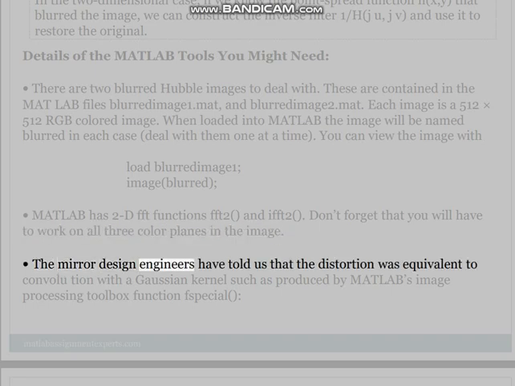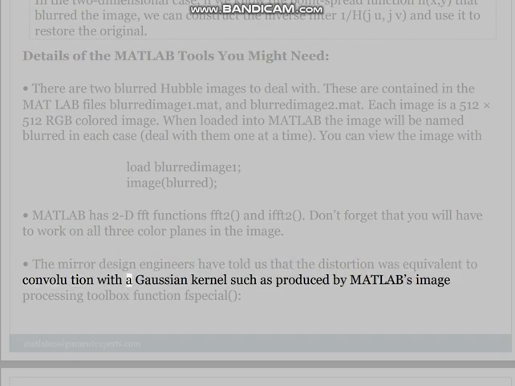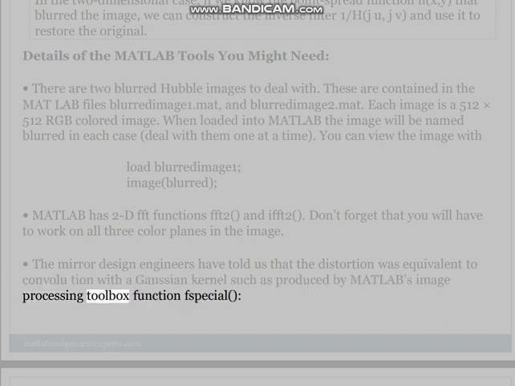The mirror design engineers have told us that the distortion was equivalent to convolution with a Gaussian kernel such as produced by Matlab's image processing toolbox function fspecial.